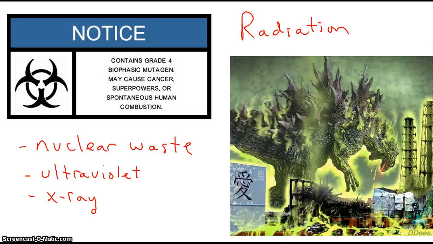So radiation is the big one that we'll talk about. Here's an example. You've all probably seen a Godzilla movie in some form. They've been around for years. But radiation can take the form of nuclear waste. It can be ultraviolet light. That's why we should wear sunglasses and put sunscreen on when we go outside during the summer. Or X-rays. That's why they put the big lead vest over you when you get X-rays at the doctor's office.